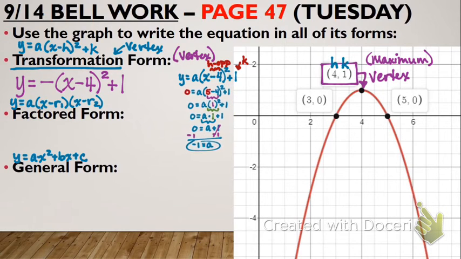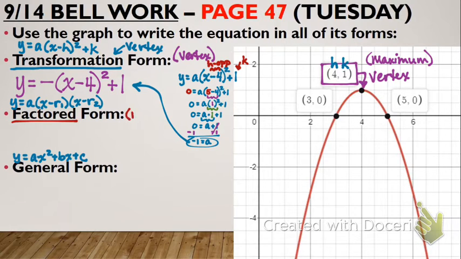Since we already went through all that trouble to find our a value, the next form, the factored form, is going to be really easy. What feature on the graph do I want to look at for my factored form? Yes, my x values, my roots. Those are the other pieces that they have marked for me.